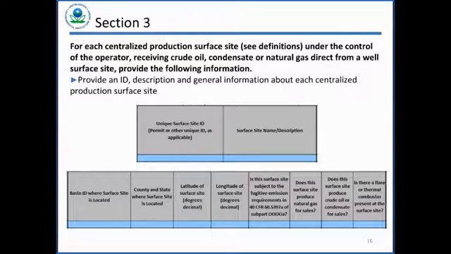You'll then select the basin ID that each site is located in. Once the basin ID is selected, you can select the county and state that each site is located in. Note that you cannot select the county and state until you select the basin ID. There is information available for determining your basin ID in the frequently asked questions on EPA's website. You may also call our help desk if you have any additional questions.